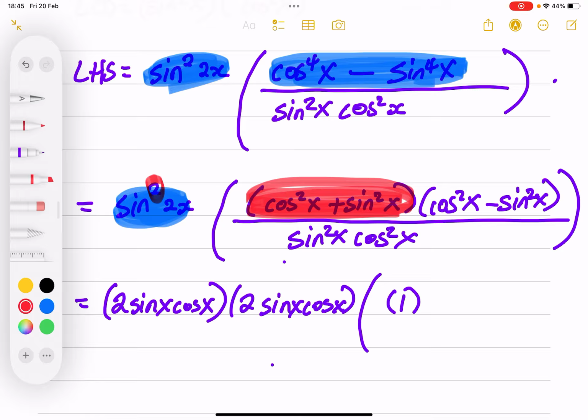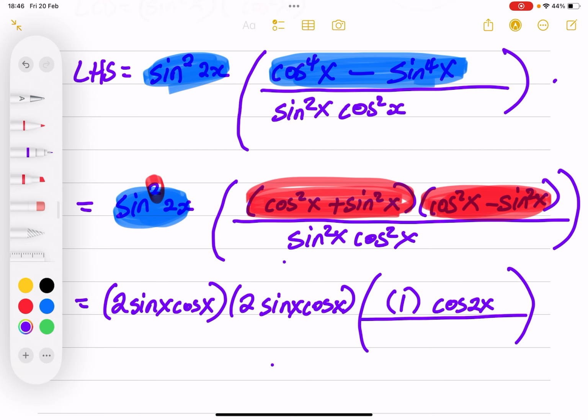And then if you look at the second bracket, this is an identity. This is cos 2 theta. So multiplied by cos 2x, all over sine squared x. I'm going to write it this way: sine x times sine x. And also the cos squared x, I'm going to write as cos x times cos x.